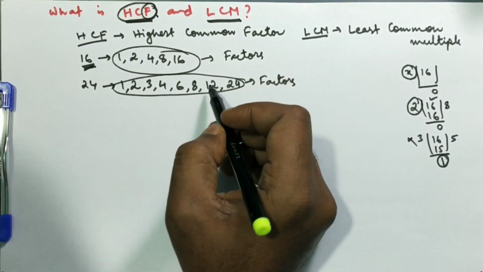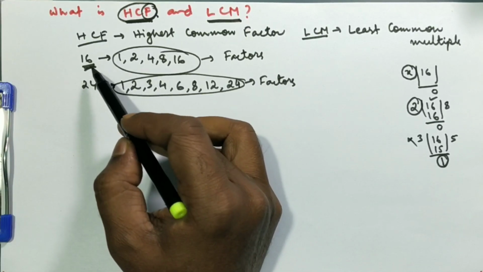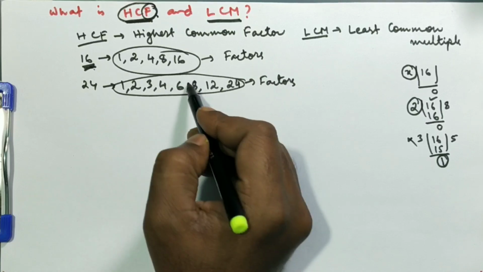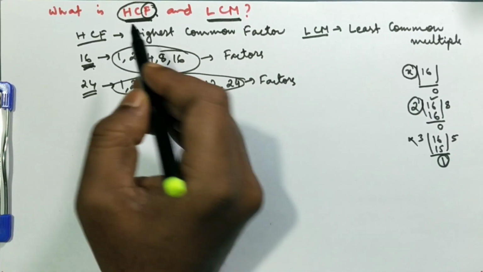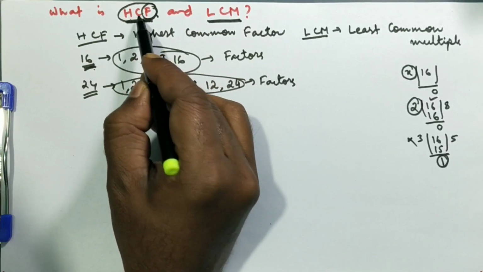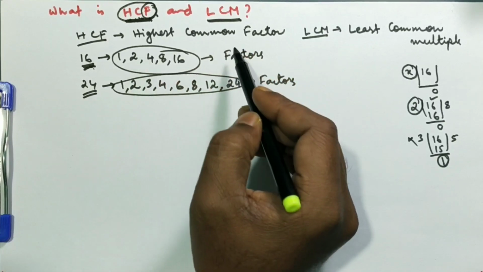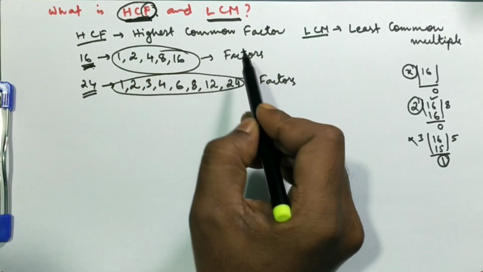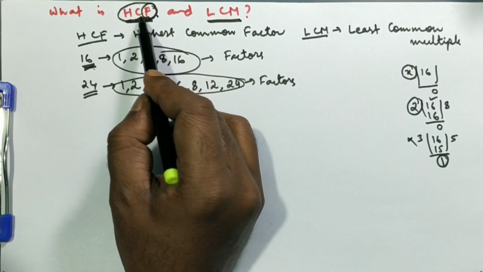Now, here we have learned what a factor is. Factor means the number by which if we divide this number, the remainder will be 0. So these are the factors of 16 and 24. Now the thing is, we are talking about highest common factor. So before learning highest common factor, we learn about common factors. We have already learned about the factors of 16 and 24. Now we learn about the common factors.